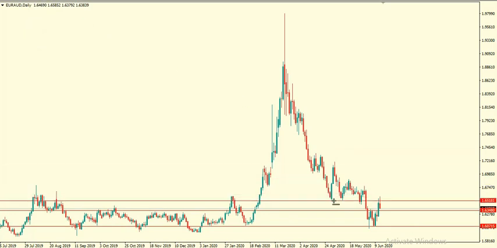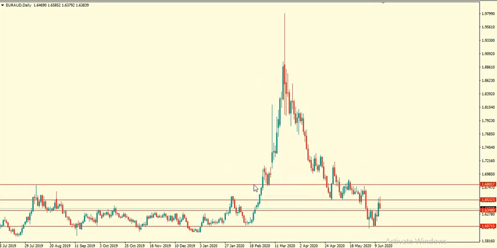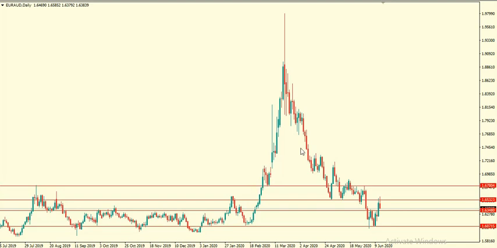I have one right here. I have one at this point. Yes. Need to make sure the line takes as many wicks as possible.